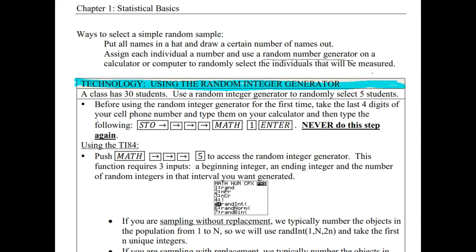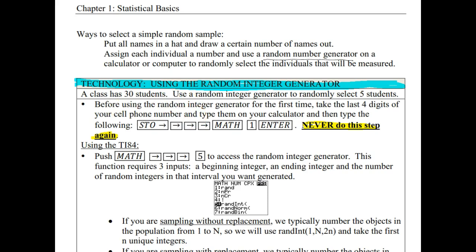So if we're going to use the calculator, let's say we have a class that has 30 students and we want to use the random integer generator to randomly select 5 students. This first bullet here, it's really important that you pay attention to what is written here: this first step you will never have to do again. So in coming back to this technology box for homework and so on, you would just start with using the TI-84 instead of this first bullet.